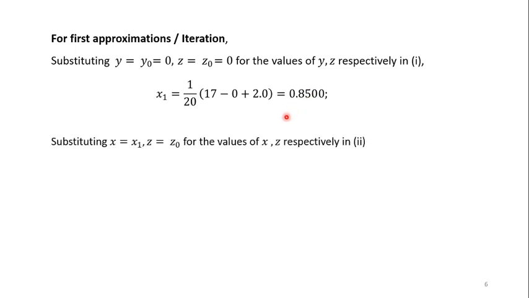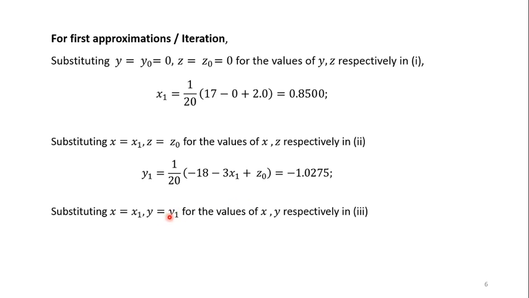Substituting x = x1 and z = z0 to find the updated value of y, that is y1, in the second equation: y1 = 1/20 (-18 - 3 x1 + z0) = -1.0275. Now substituting x = x1 and y = y1, as obtained recently, in the third equation, we get z1 = 1/20 (25 - 2 x1 + 3 y1) = 1.0109.